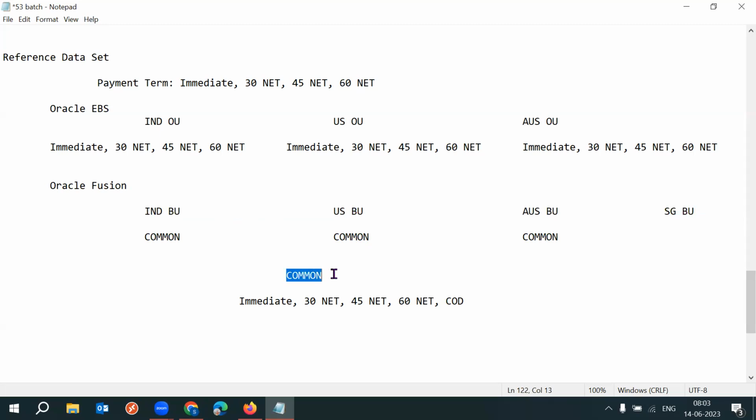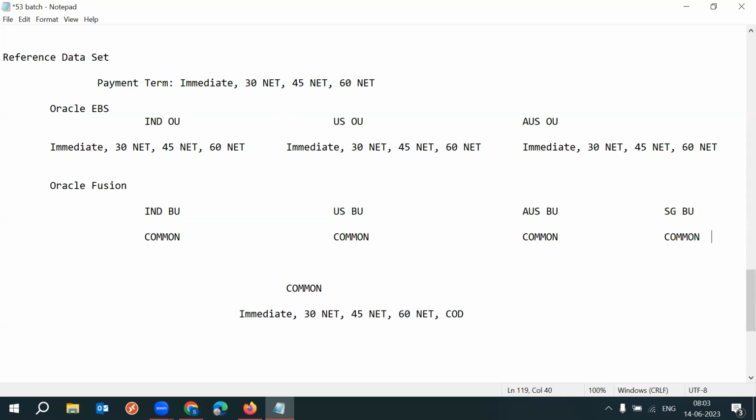If you don't have a reference data set concept, you have to create all of them here again. Suppose it is just 10 only. If it is 100 payment terms, and not only this setup, there are 30 setups, all the 30 setups you have to manually create here, right? To avoid that, just simply select the reference data set. That's it.